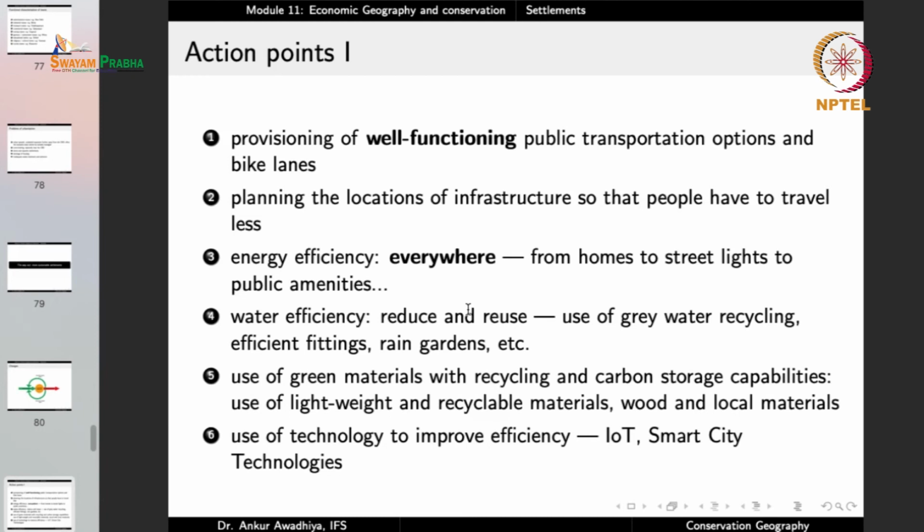We need to increase water efficiency through reduce and reuse of water, such as use of grey water recycling, efficient fittings, rain gardens, use of green materials with recycling and carbon storage capabilities, such as use of lightweight and recyclable materials, wood and local materials, and use of technology to improve efficiency, such as Internet of Things and smart city technologies. So basically, we cannot wish out urbanization because our populations are growing and people's aspirations are also growing.